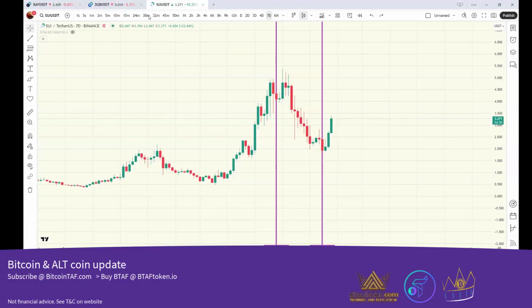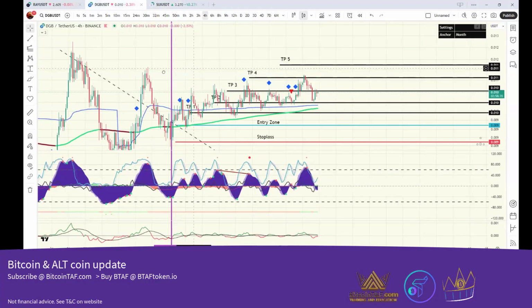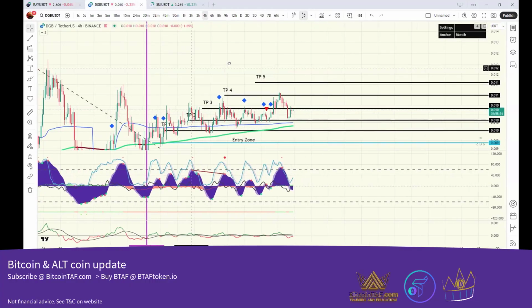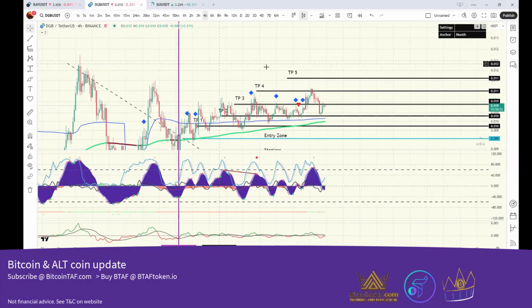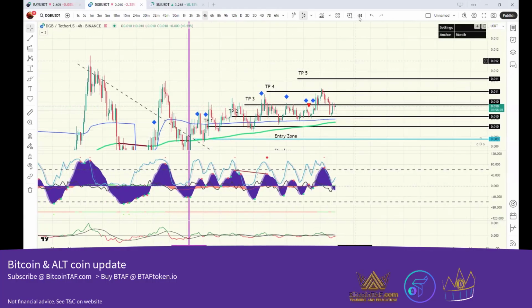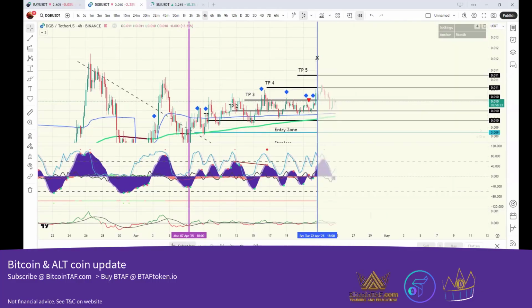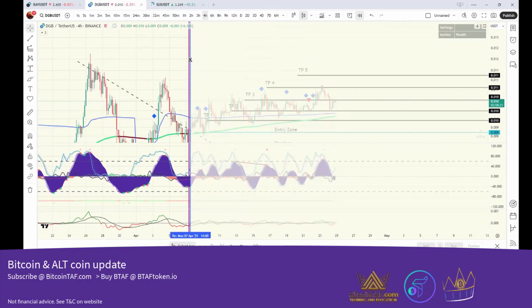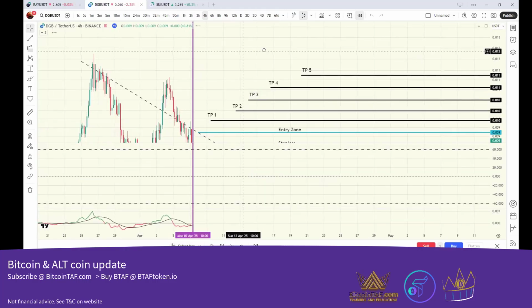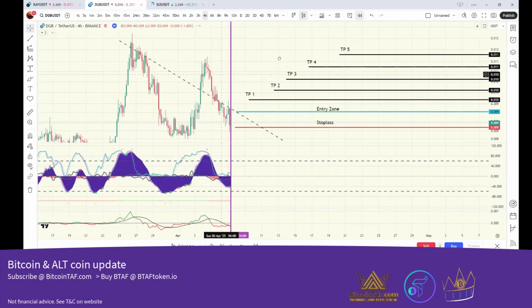But I quickly want to jump into the charts here and look at DigiByte. Now, I want to use this little function where you can rewind. I just want to discuss how the signals work, or how a Day Trade Master signal works. So I'm just going to take it back to where our purple line is. This is when the signal was called. I believe it was around the 7th of April.